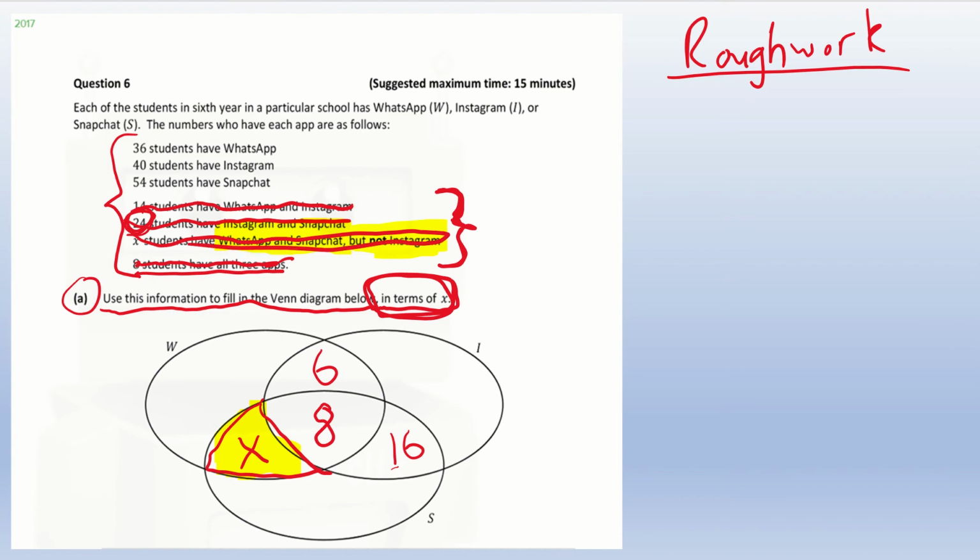The last thing we have to do is put in these 3 pieces of information. And again, we've got to take into account what's in the Venn diagram already. So already we've got our 6, our 8, our 16 and our x. We have got to be mindful of those. So let's just get rid of my circles here. I don't want those. My 36 students who have WhatsApp. Well, this is my WhatsApp group.